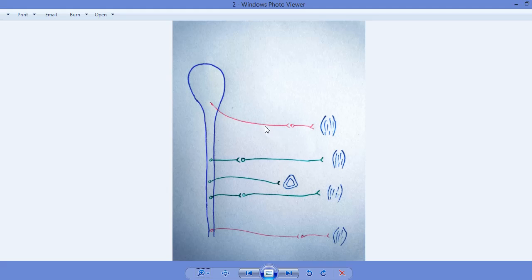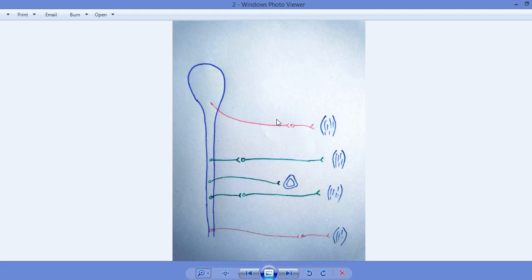First of all, these red lines represent the parasympathetic nervous system. The parasympathetic nervous system is one of the types of the autonomic nervous system. You can see that in both systems, the parasympathetic and the sympathetic nervous system, there is a ganglion. There should be a ganglion, meaning the junction of the axon with the cell body of a neuron.